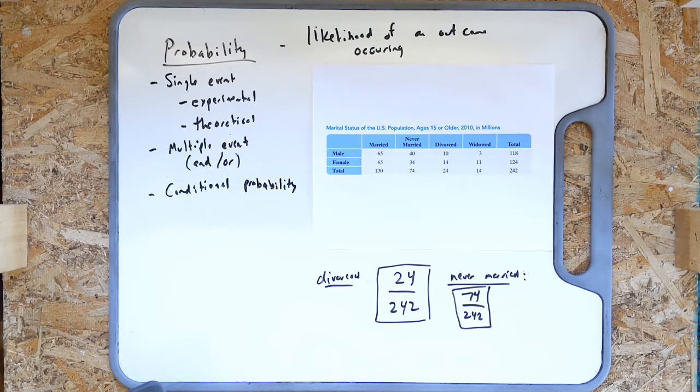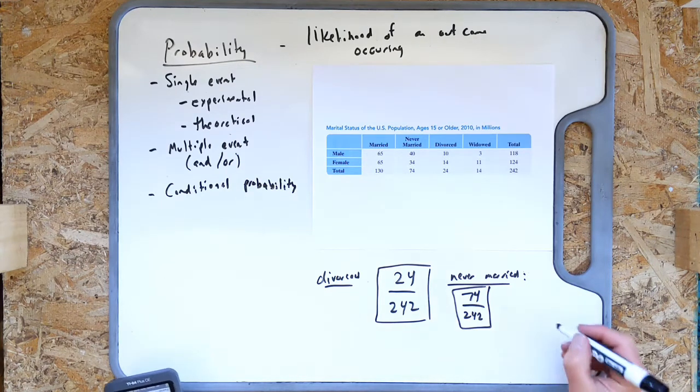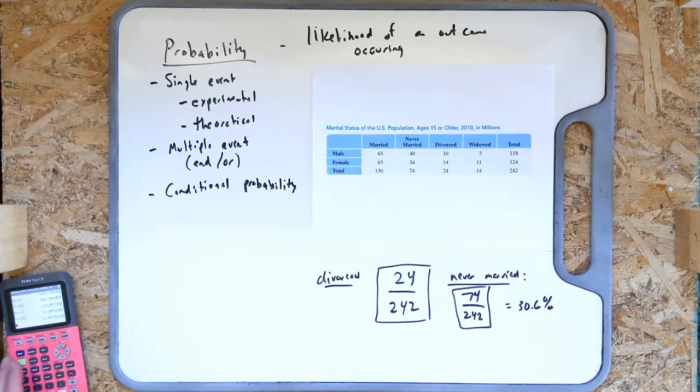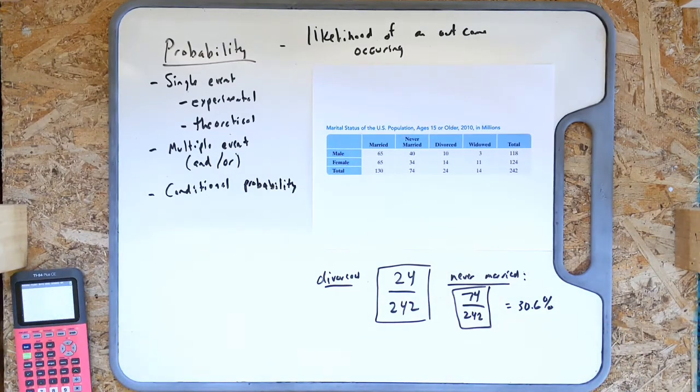0 to 1 or 0 to 100%. And you do 74 divided by 242. And you get 30.6%. So there's a 30.6% chance that I'll be never married if I just randomly pick someone. Okay, let me give another one.